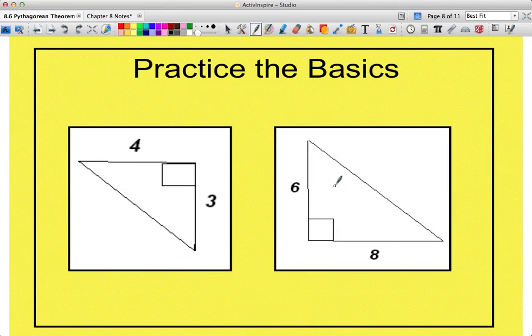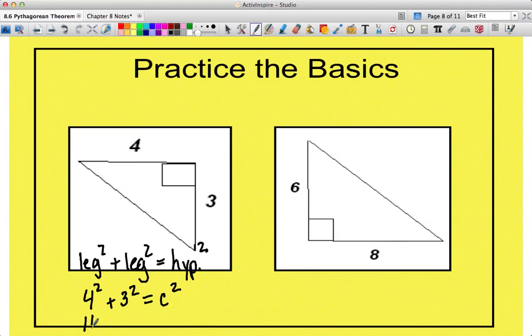However, we're going to do 2 practice problems just with triangles to start off, and then we'll go over to the real life problems. So both of these are the legs of the triangle. The legs of the triangle have to be your A and your B. So it has to be leg squared plus leg squared equals hypotenuse squared. So in this case, 4 squared plus 3 squared equals c squared. 16 plus 9 equals 25, or equals c squared. So 25 is equal to c squared.